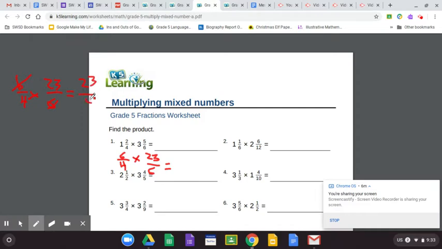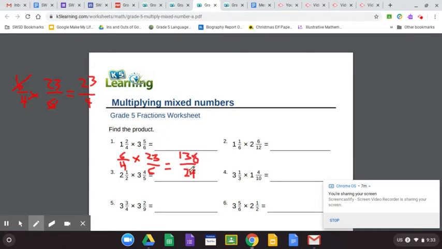Let's say that confuses you too much. That's okay. You go down to here and you would do 6 times 23, which is 138 over 24. So from here, you have to do a division problem. Both of them, you'd have to do a division problem. This is just a simplified version of this.